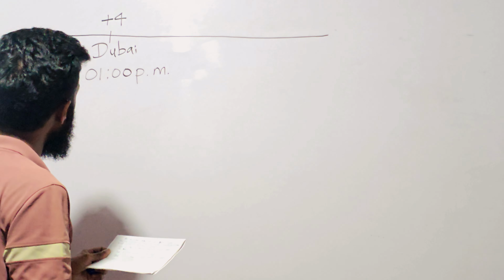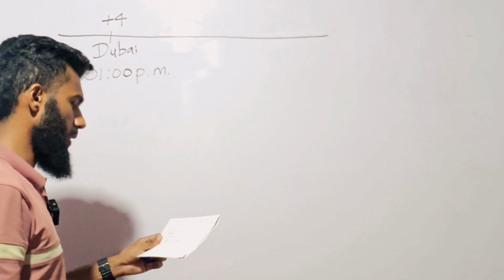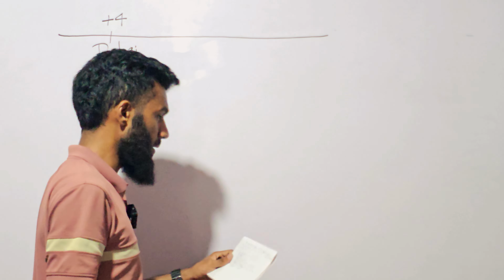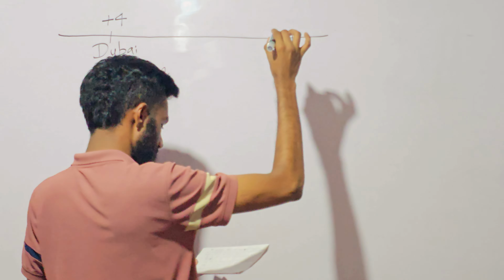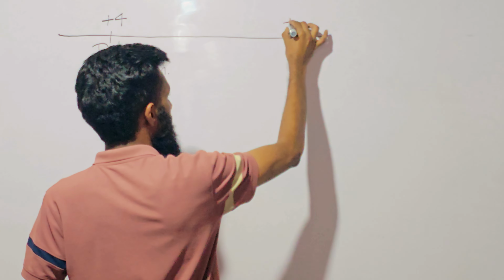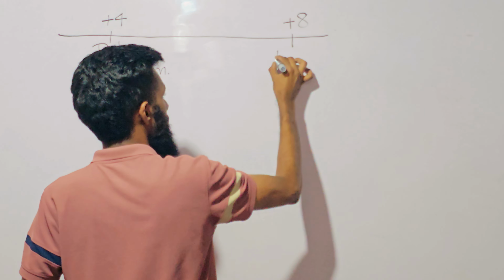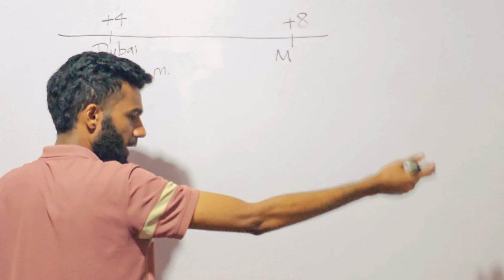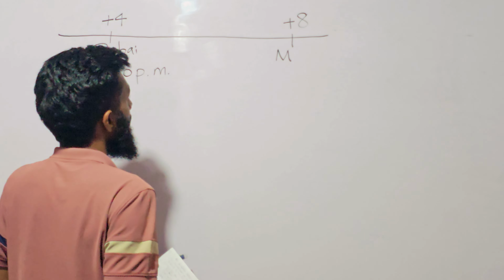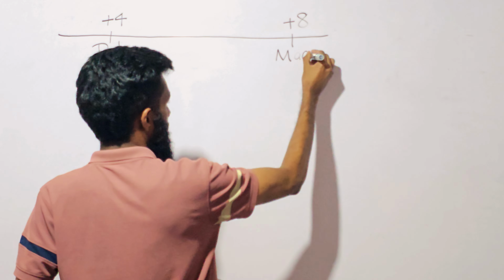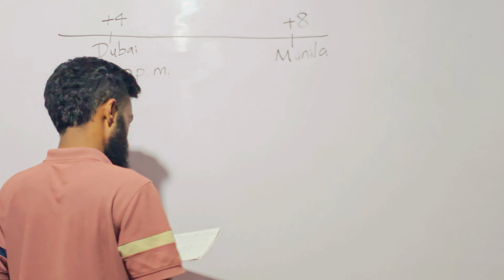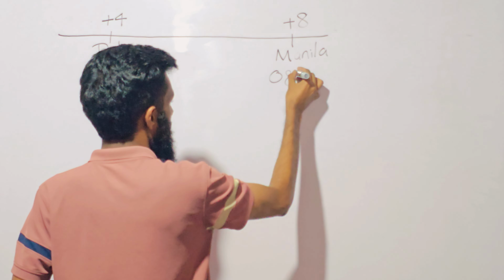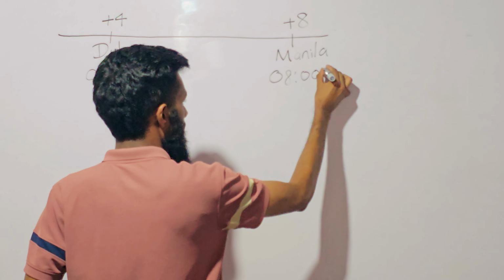Right. And then they are talking about the other country, the next place. It arrives in Manila. The time zone in Manila is +8. So +8 means after +4 you have +8, right? This side, the right side, you have the +8. So Manila, it arrives in Manila at 8 p.m.